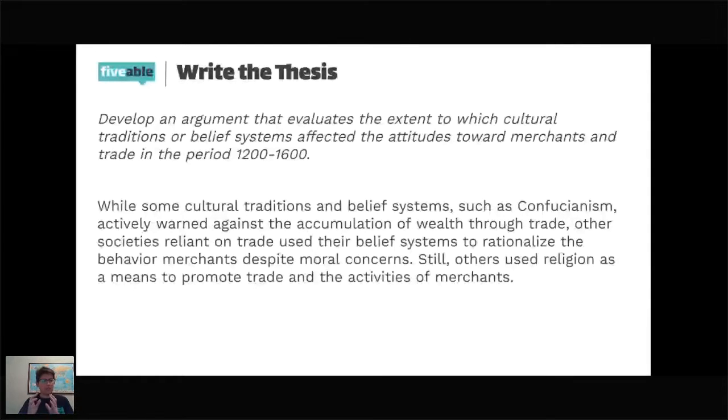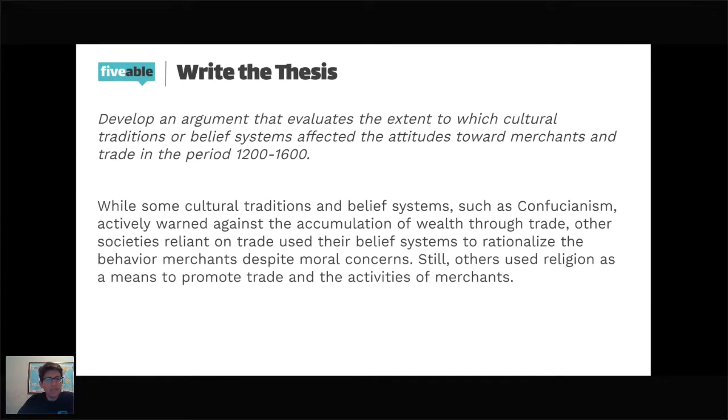All right. So again, I want you to think about how the answers found in the thesis connect to the documents, because when I get into the body of my essay, I'm going to be using those documents and those groups to support these arguments. So while some cultural traditions and belief systems, such as Confucianism, actively warned against the accumulation of wealth through trade, right? Remember the Confucian documents, and we probably even could bring in Aquinas here. How did belief systems affect it? They actively warned against it and the accumulation of this wealth.